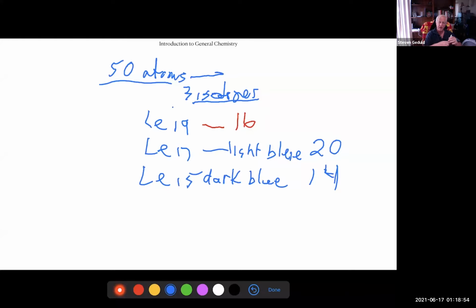Okay? So every element has the same number of protons. In other words, if you have copper, copper is always going to have 29 protons. If you have magnesium, magnesium is always going to have 12 protons. The number of neutrons can change. Therefore, it can be heavier, and that gives you different isotopes. So that's what an isotope is. And we'll go over that in a little bit too. That's coming up in this chapter also.